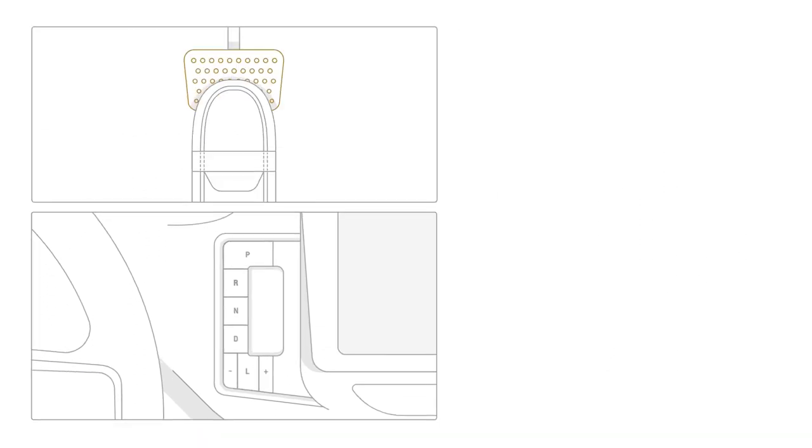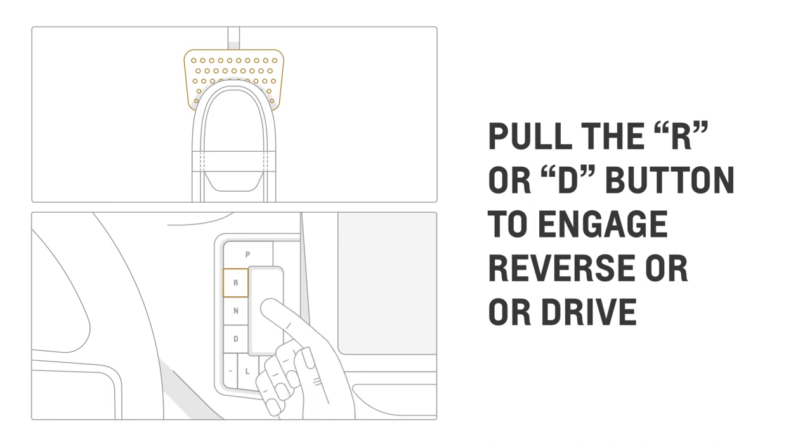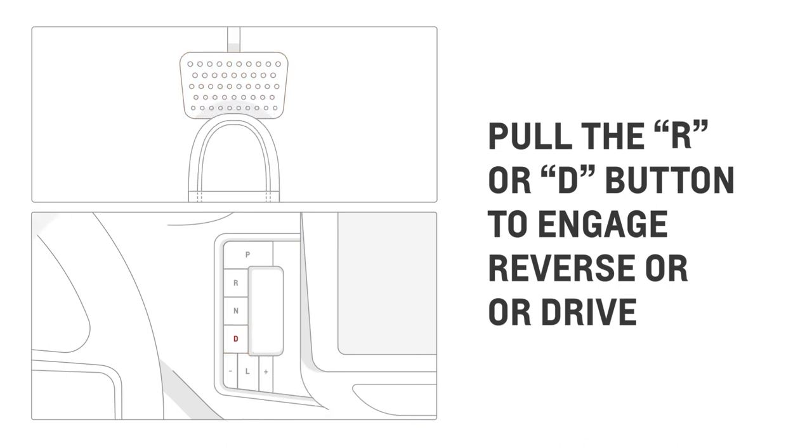Then with your foot on the brake pedal, shift into gear using the buttons on the gear button panel. Pull the R or D button to engage reverse or drive. The selected gear position will illuminate in red.